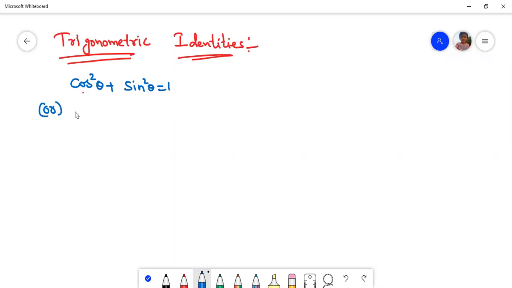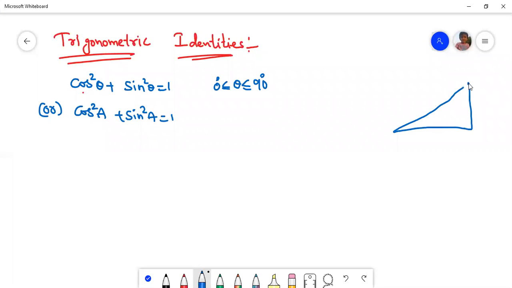If A is an angle that lies between 0 degrees less than or equal to theta less than or equal to 90 degrees, in the first quadrant only we discussed, we can take cos square A plus sin square A equal to 1. These identities are also discussed in the right angle triangle only.